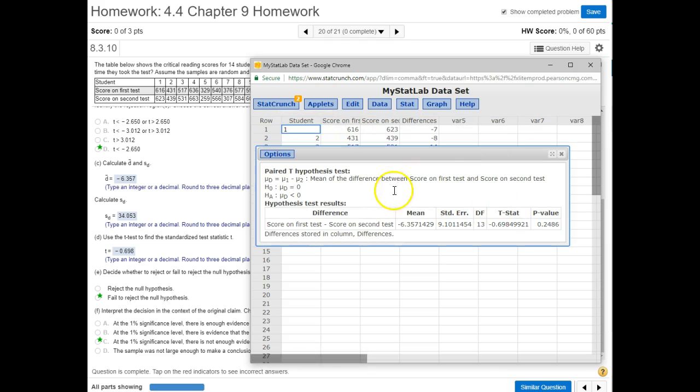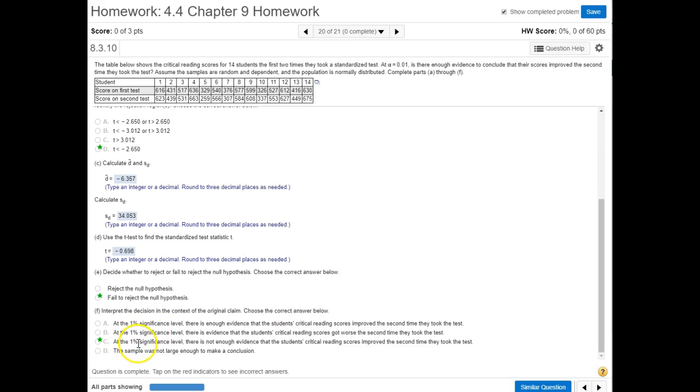the paired t-test, and we want, let's see here, where are we? Use the t-test to find the standardized test statistic. There we go, it's right there. Round appropriately, and then we want to determine if it's in the critical region. As we can see, this is not in the critical region because it's not less than negative 2.65. So we fail to reject the null hypothesis and interpret your decision appropriately, and that's how you go about doing this. So let's go to the interpretation.